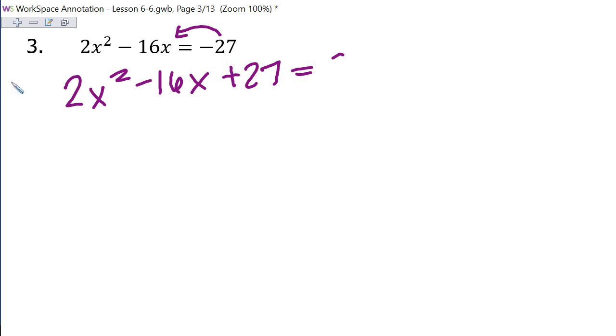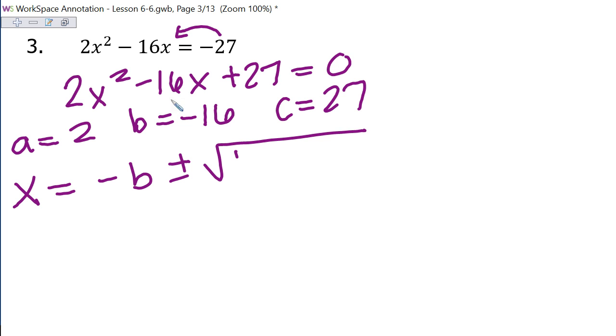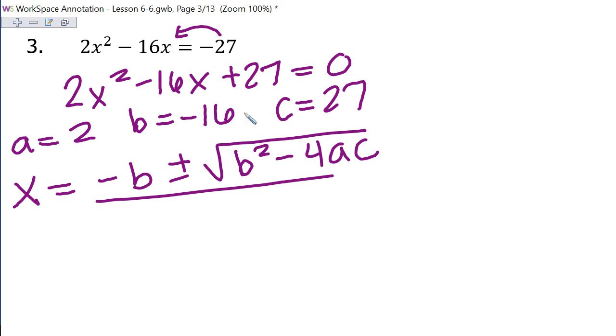Then go ahead and list your values for A, B, and C. So what is A? 2. What is B? Negative 16. What is C? 27. Now, I would suggest to you to write down the quadratic formula each time. That way, the correct values go in the correct place. So the quadratic formula is x equals negative b plus or minus the square root of b squared minus 4ac, divided by 2a.